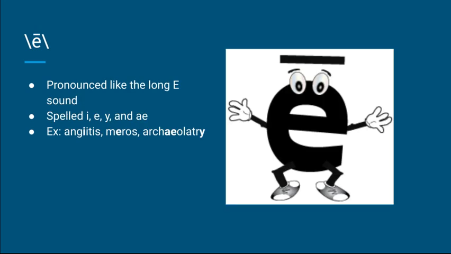Next, we have the long e sound. The long e sound is spelled with either I, E, Y, or AE. For example, angiitis, in which case it's spelled I, meros, in which case it's spelled O, and archaeolatry, in which case it's spelled AE.